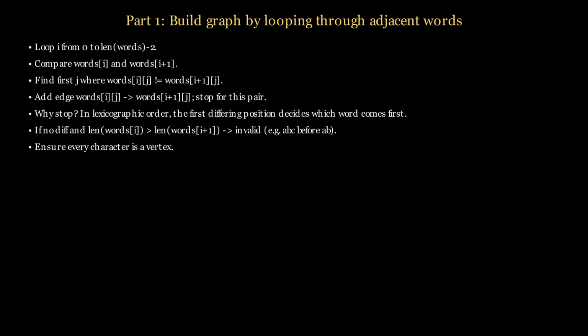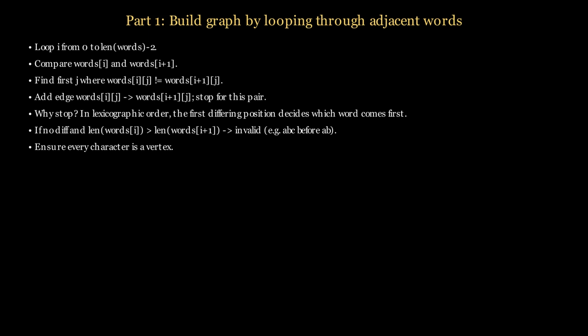The tricky part is building the graph. We loop through adjacent pairs of words. For each pair, we compare character by character and find the first position where they differ. The character in the first word at that position comes before the character in the second word, so we add a directed edge from the first to the second. Why do we stop at the first difference? Because in lexicographic order, the first position where the words differ is exactly what determines which word comes first. Later positions do not decide the order for this pair. So we take one edge per pair and move on.